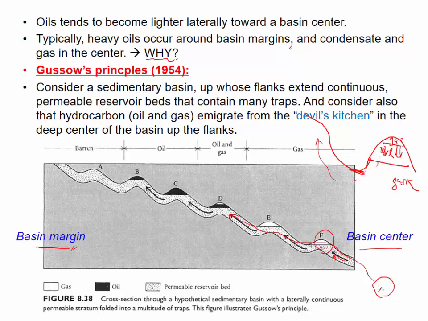So in the end, because of the density difference, you have gas filled up in the deeper anticline or deeper trap. And as you go up and up, you have oil with higher density trapped. So that's why you have gas in the E and F traps, and in D you have a gas cap and oil beneath it, and in C and D you have oil. So this is the theory suggested by Gussow. And this was a typical pattern also found in the basin.